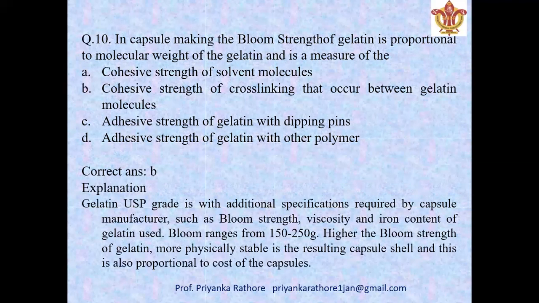Actually, जो gelatin USP grade का है, it is with some additional specification such as which is required by the capsule manufacturer, such as bloom strength, viscosity, iron content of gelatin use. ये सब एडिशनल स्पेसिफिकेशन होती हैं जो कैप्सूल मैन्युफैक्चरर कंपनी से रिक्वायर की जाती हैं. सो ब्लूम स्ट्रेंथ बेसिकली जिलेटिन की एक ऐसी ही एडिशनल स्पेसिफिकेशन है और इट इज प्रोपोर्शनल टू मॉलिकुलर वेट ऑफ द जिलेटिन, और वो मेजर करती है कोहेसिव स्ट्रेंथ ऑफ क्रॉस लिंकिंग दैट अकर बिटवीन द जिलेटिन मॉलिक्यूल्स. इसकी जो रेंज रहती है इट इज फ्रॉम 150 to 250 ग्राम.